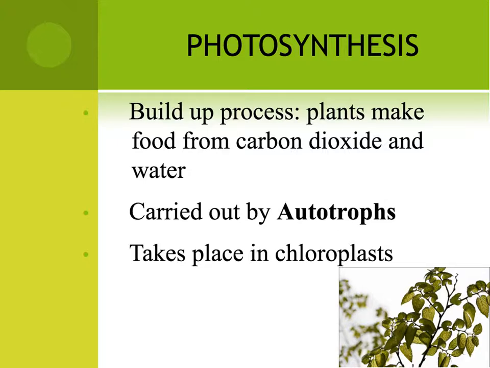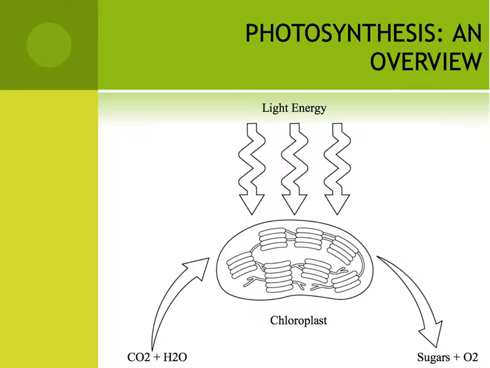So autotrophs have the ability to do photosynthesis, and remember, photosynthesis takes place in the chloroplast. In Unit 4, when I talked about the chloroplast, I said that the chloroplast contains these disc-like structures called thylakoids, and the thylakoids act as a solar panel. They're going to basically harness the solar energy and use that solar energy to split apart a water molecule in order to make glucose.